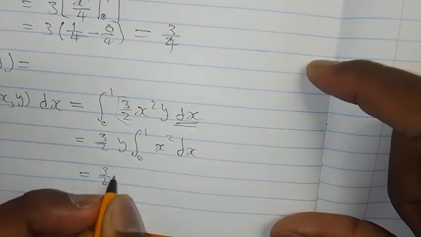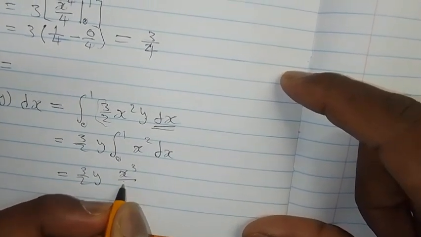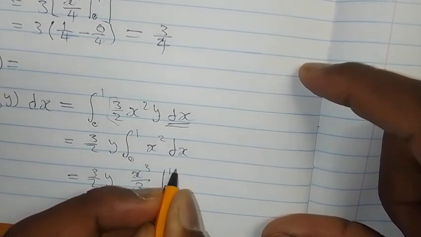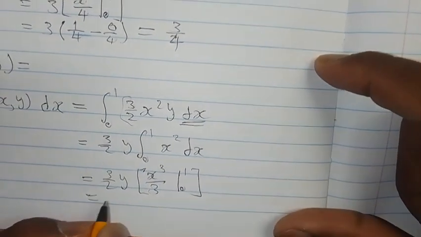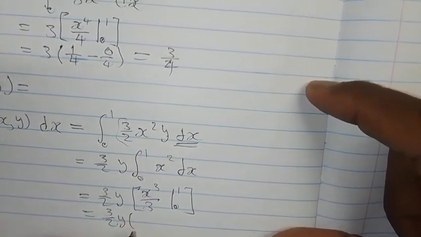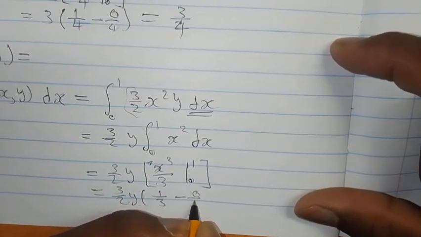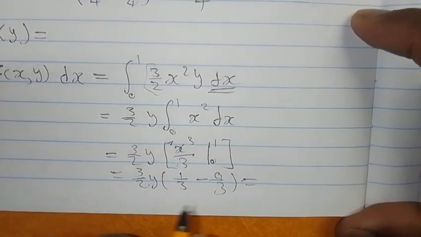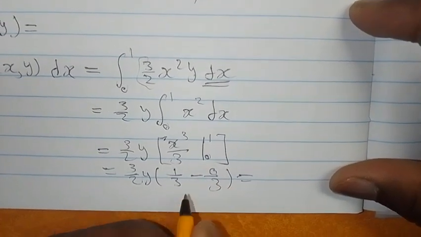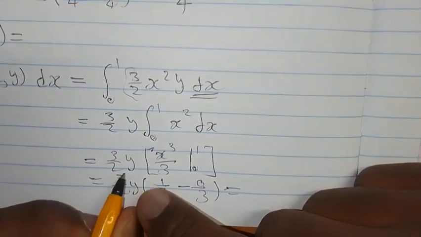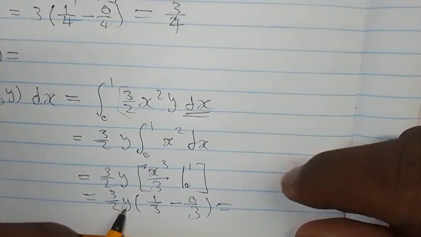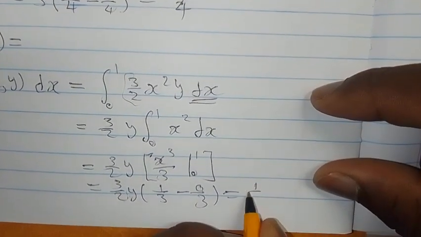We're going to have 3 over 2y, and the integral of that will be x to the 3rd over 3, and then we integrate that from 0 to 1. Now we just plug in the boundaries here. We're going to have 3 over 2y times 1 cubed, which is 1, divided by 3, and 0 cubed is 0, divided by 3, and then we further simplify that. We're going to have 1 over 3 minus 0, which is just 1 over 3, and then multiply that with 3 over 2y, and we're just going to have 1 over 2y.